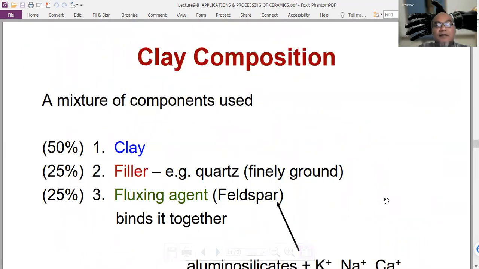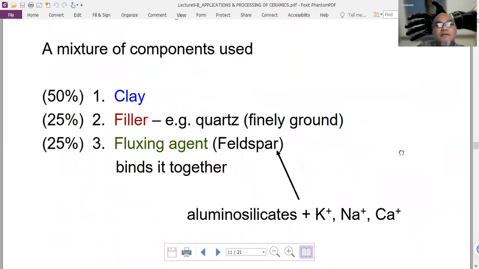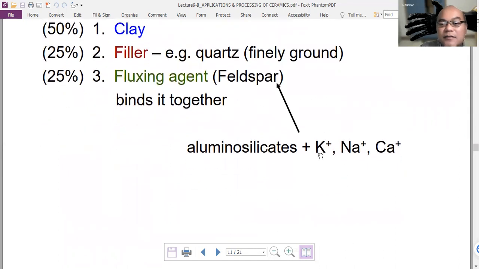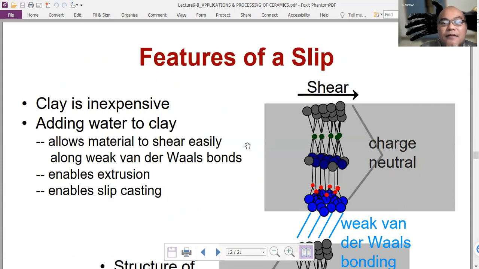Clay is one of the widely available ceramics on Earth. The mixture components are clay 50%, a filler, usually quartz, finely ground, and a fluxing agent like feldspar, which binds the components together. The feldspar itself consists of aluminosilicates, which means aluminum and silicon and oxide, with additional impurities of potassium, sodium plus, and calcium plus. Clay is very cheap, inexpensive.